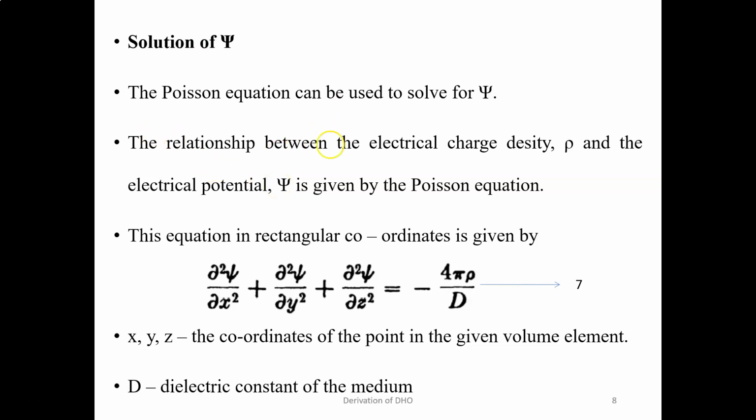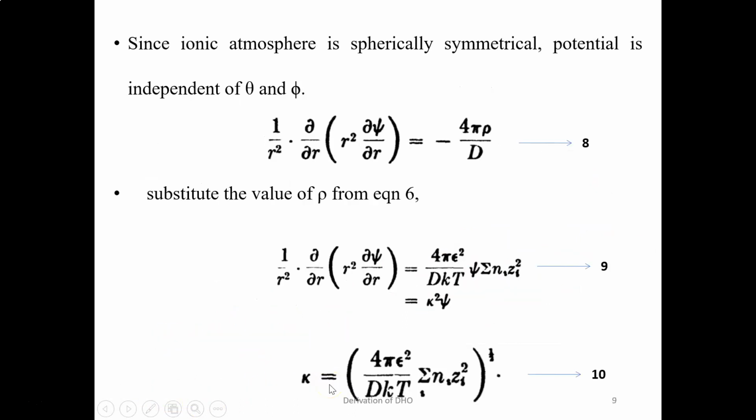And this relationship between the electrical charge density rho and the electrical potential is given by the Poisson equation, and in rectangular coordinates you can get a relation like this, where dou square psi by dou x square plus dou square psi by dou y square plus dou square psi by dou z square is equal to minus 4 pi rho divided by d. Here d is the dielectric constant of the medium, rho is the electrical charge density, and x, y, z are the coordinates.